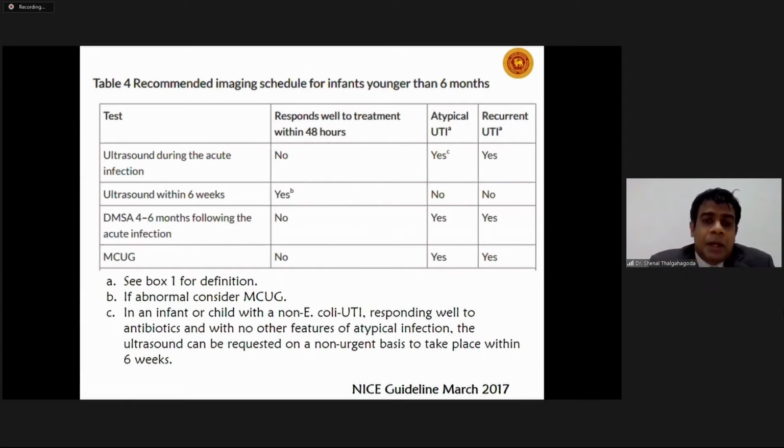So with these were born the new NICE guidelines, and these guidelines recommend for infants under 6 months of age, if the patient's infection or the fever responds within 48 hours to treatment, they're classified as typical. So if they have a typical infection, all you need is a non-urgent ultrasound scan within 6 weeks, no DMSA and no MCUG. However, if they do have atypical features or are classified as having an atypical infection under 6 months of age, you do an ultrasound scan urgently, as well as a DMSA and an MCUG.